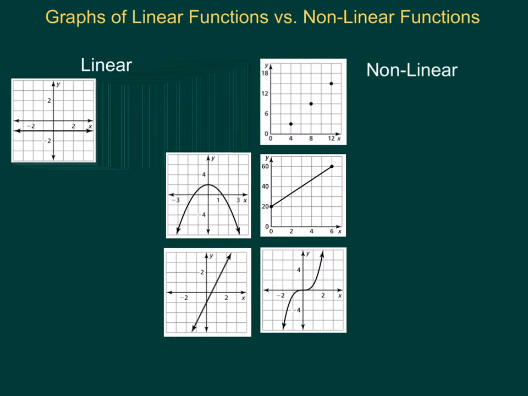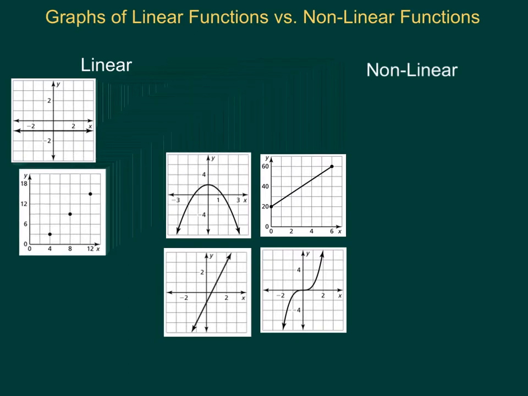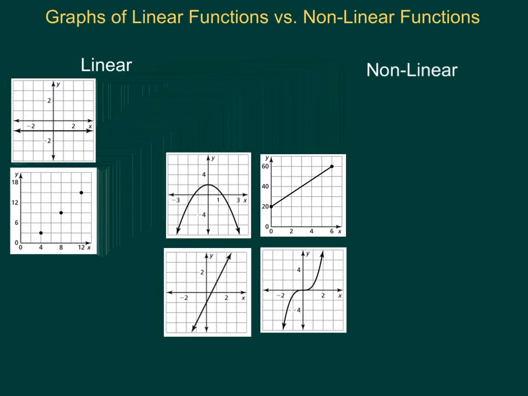Top right, we have these 3 dots here. And even though they're not connected, they would form a line. So they do have a linear relationship. So even though they're not connected to form a line, the graph is still linear. It's a linear function.